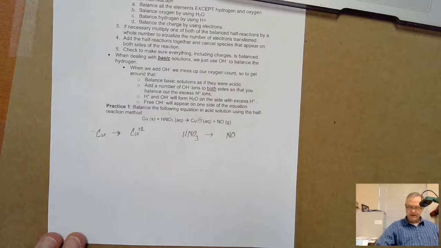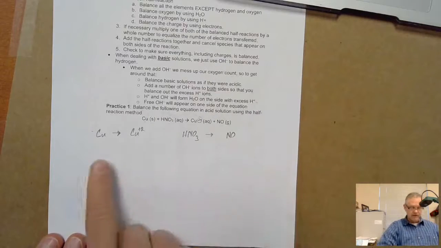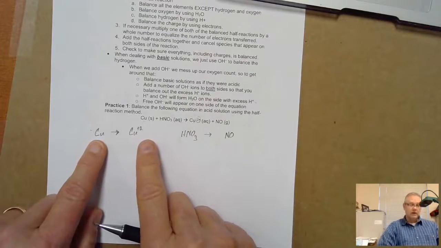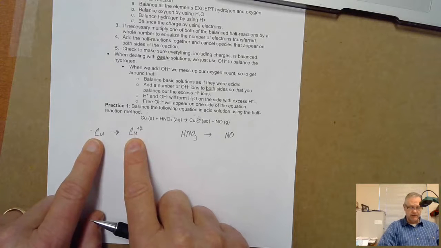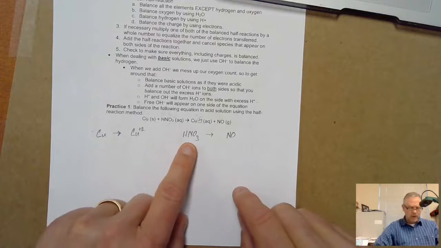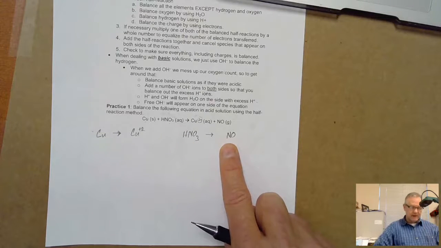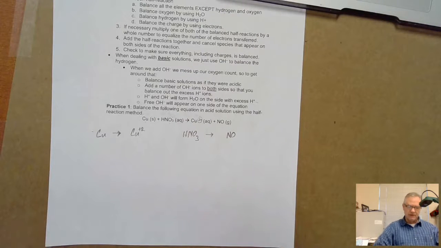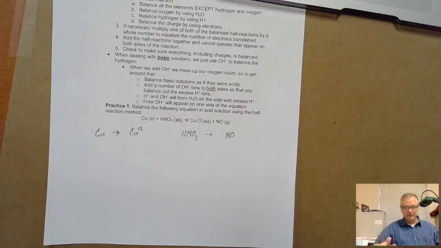The next thing I do is I go through and balance. If you look at this one, I have one copper here, I have one copper ion here. So it's the same element, so they're balanced. I have one nitrogen here, one nitrogen here. The rule says do not balance your hydrogens and oxygens yet. Now, my coppers and my nitrogens, they're balanced. I didn't have to do anything.